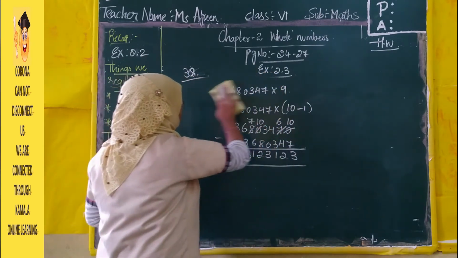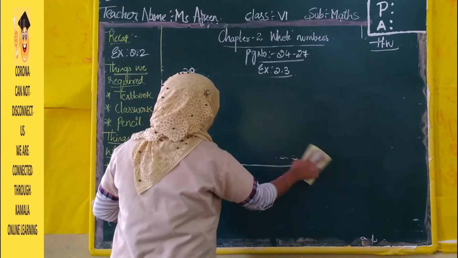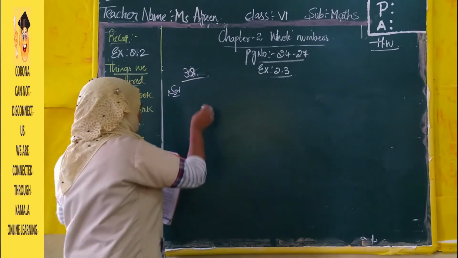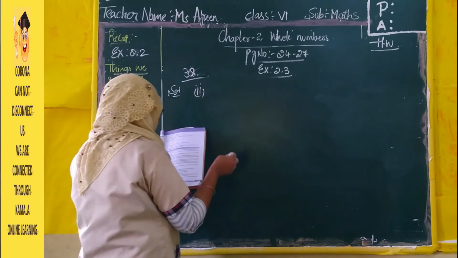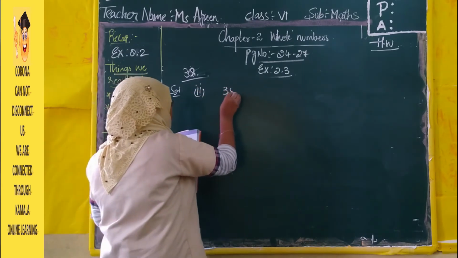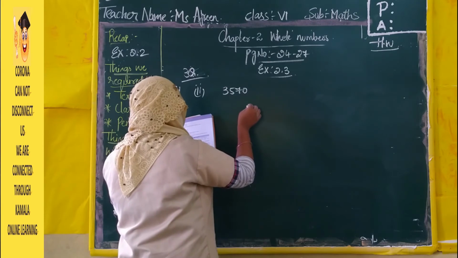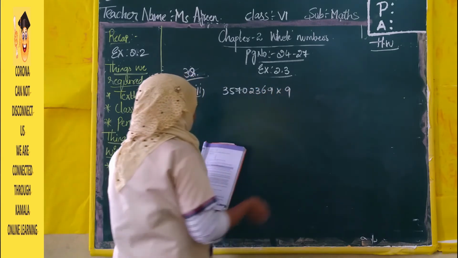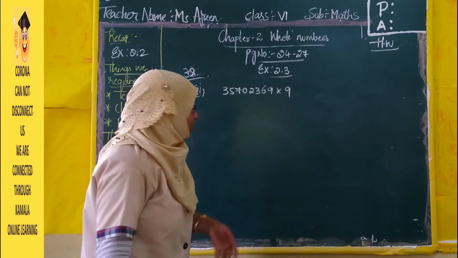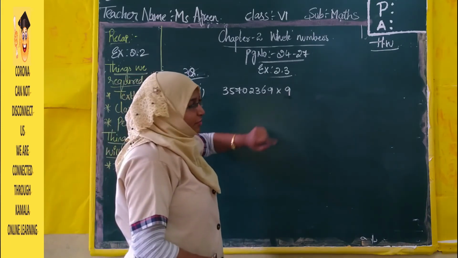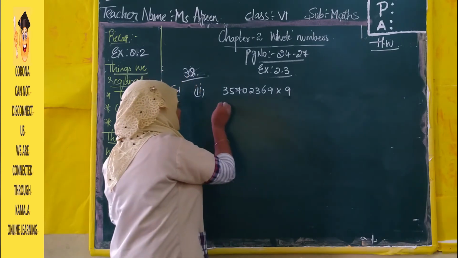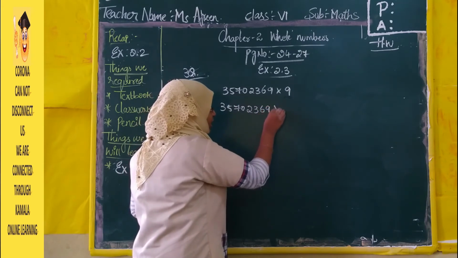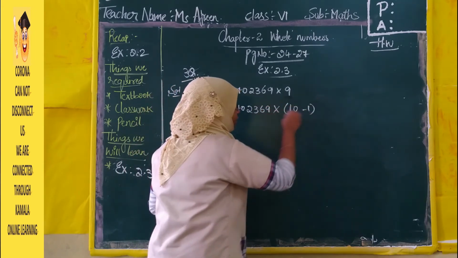I hope you have written. So the pattern is 1, 2, 3, 1, 2, 3. So next one, 3, 5, 7, 0, 2, 3, 6, 9 into 9. So now what we will do, as it is multiplication of 9, we will write 10 minus 1. Let us write it 3, 5, 7, 0, 2, 3, 6, 9 into 10 minus 1.